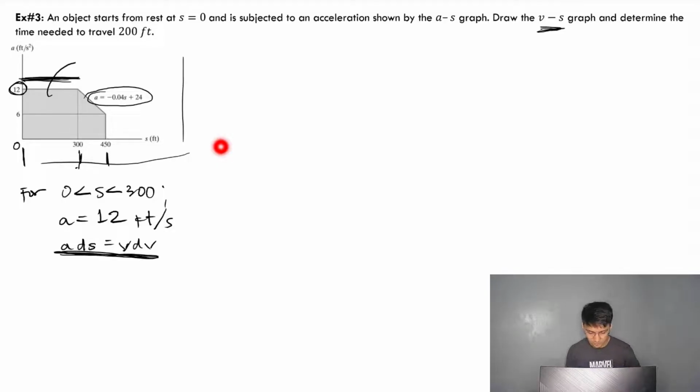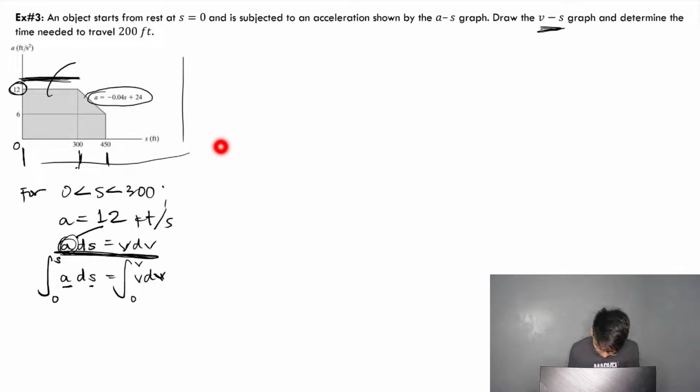Okay? Now, we have an acceleration already, itong 12 na to. To solve for the velocity, we integrate both sides. So, the integral of A ds is equal to the integral of V dv. Ang limits na ilalagay natin dito, syempre, yung position natin from 0 to S and dito naman from 0 to V. Yung V na yan naman, yun yung magiging exact value for the point of the velocity na ilalagay natin sa VT graph.